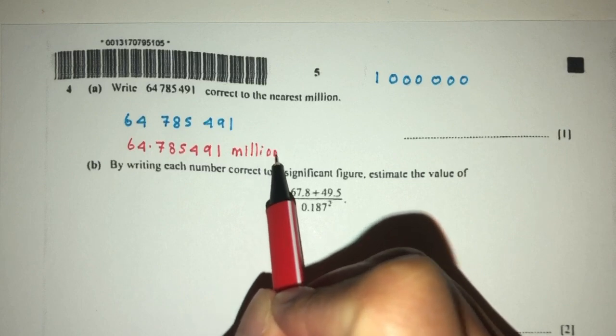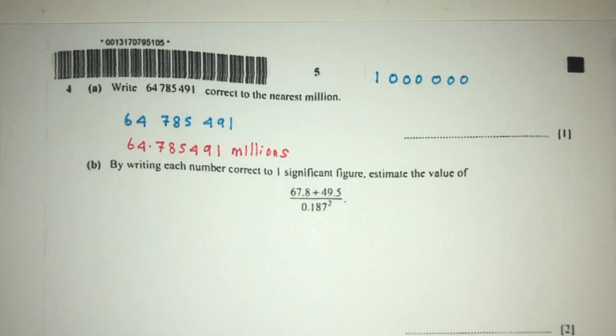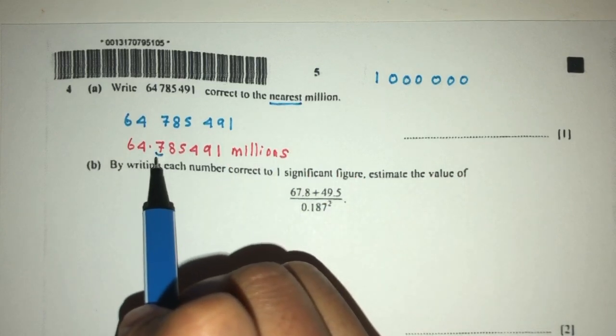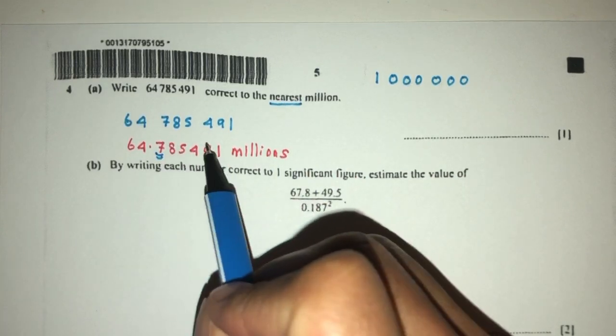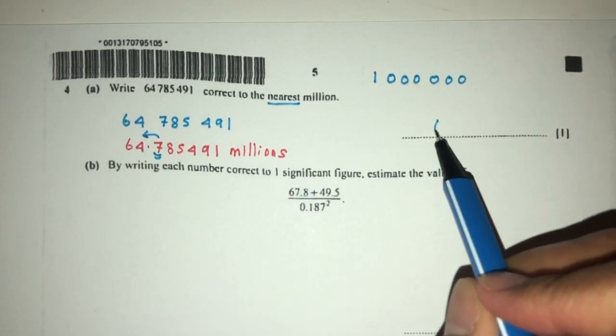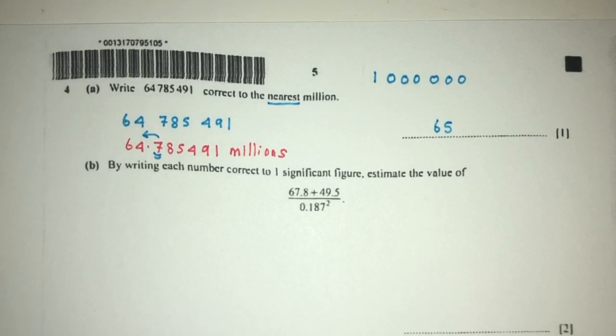That is what we have right now. But we want to write all this to the nearest million, so we have to check this one right here. Is it more or equal to 5? It is 7. It is more than 5, so we have to add 1 to this one. That will be 65 million for your answer.